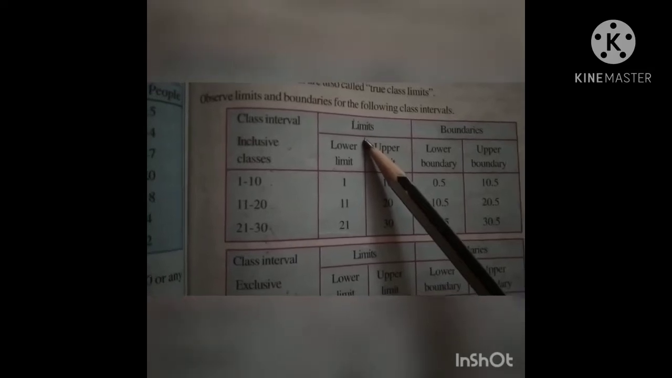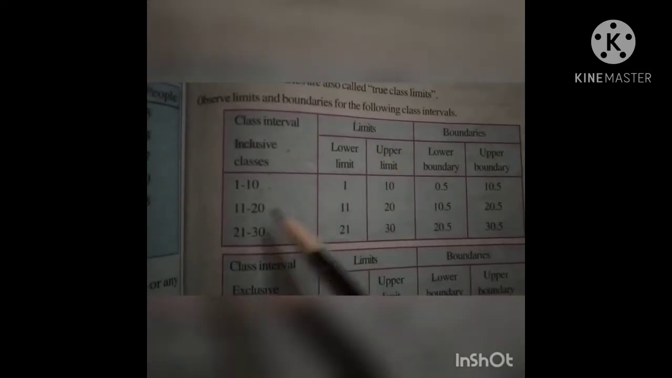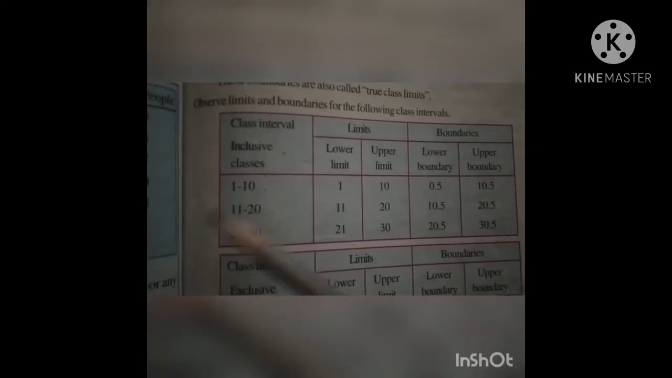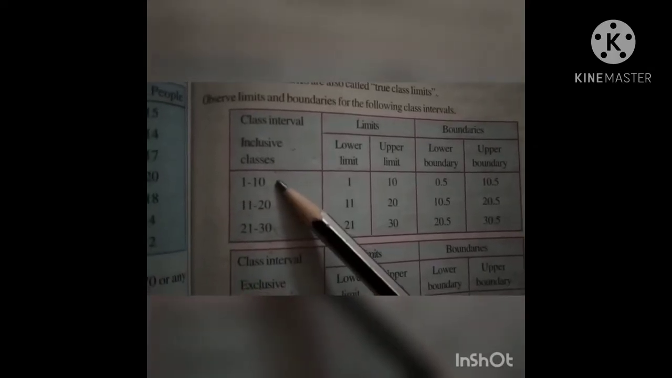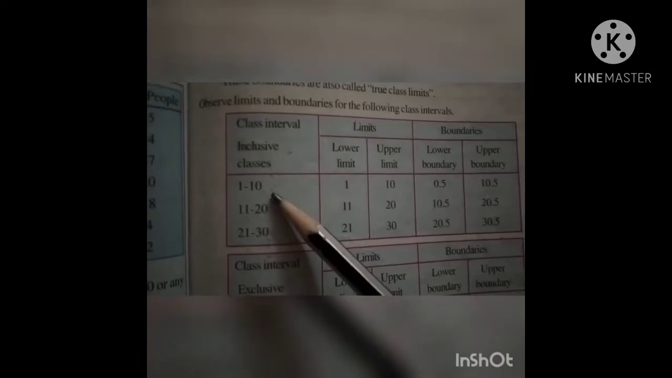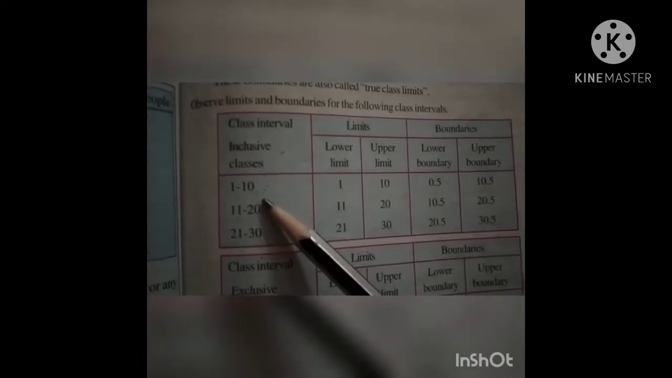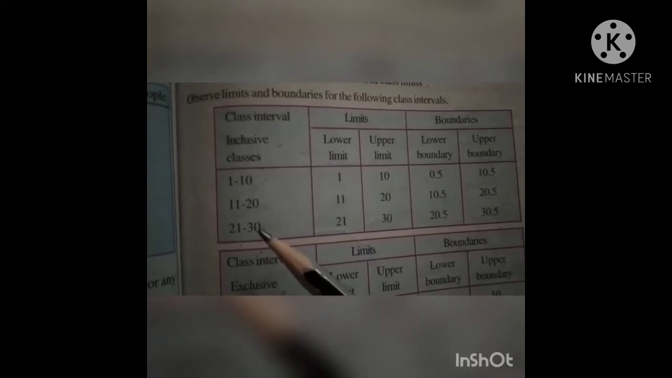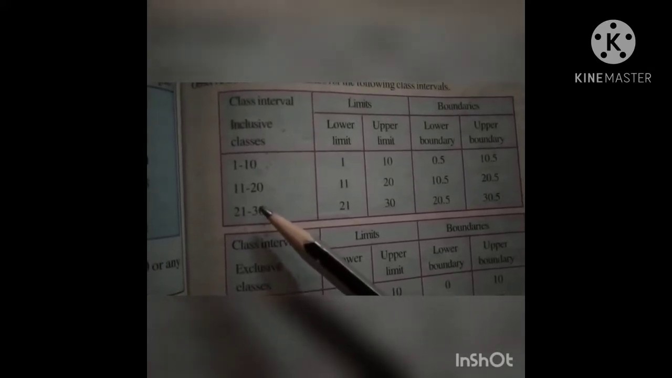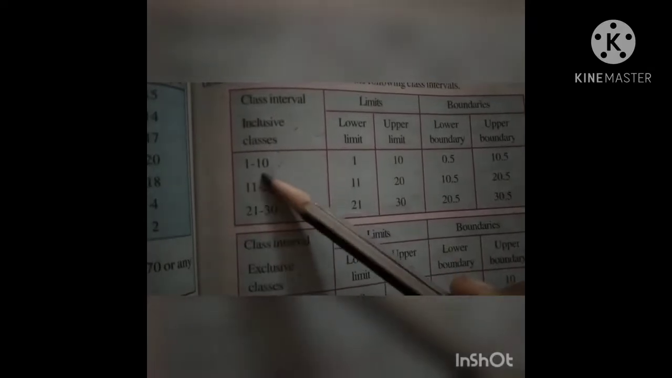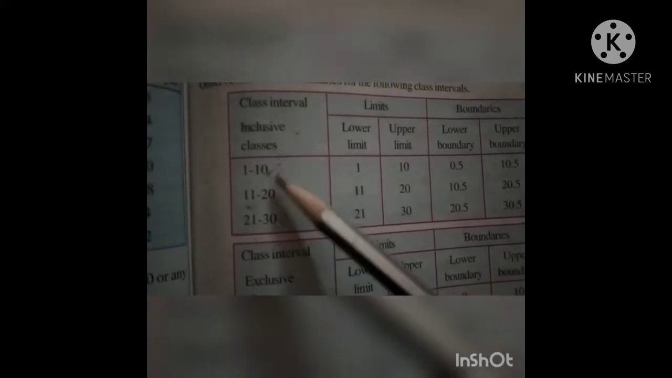Okay. At the same time, boundaries. How do we take the boundaries? Observe that in a class interval, the start value and end value of each class are called the lower limit and upper limit. We know that. Next, the average of the upper limit of a class and the lower limit of the next class. Here it is the first class, second class, third class, these are class intervals.